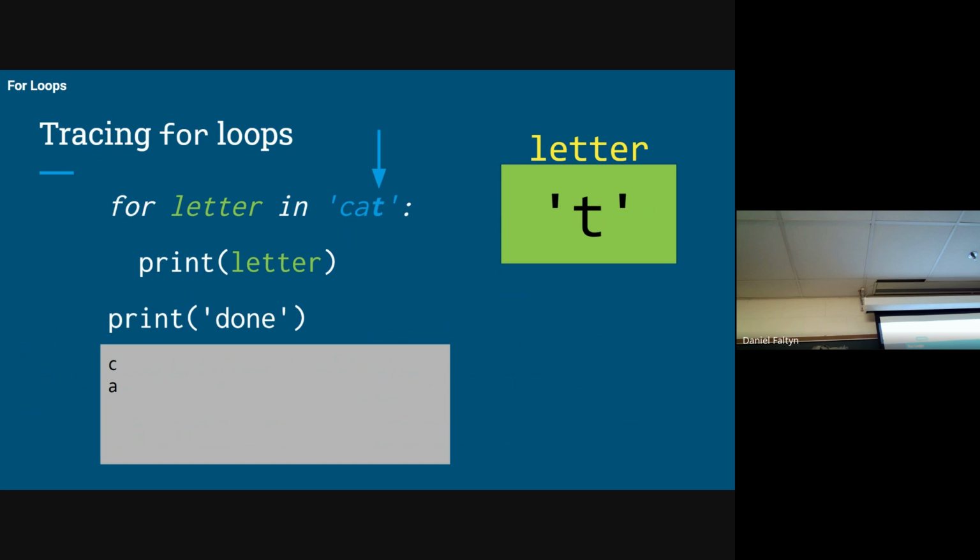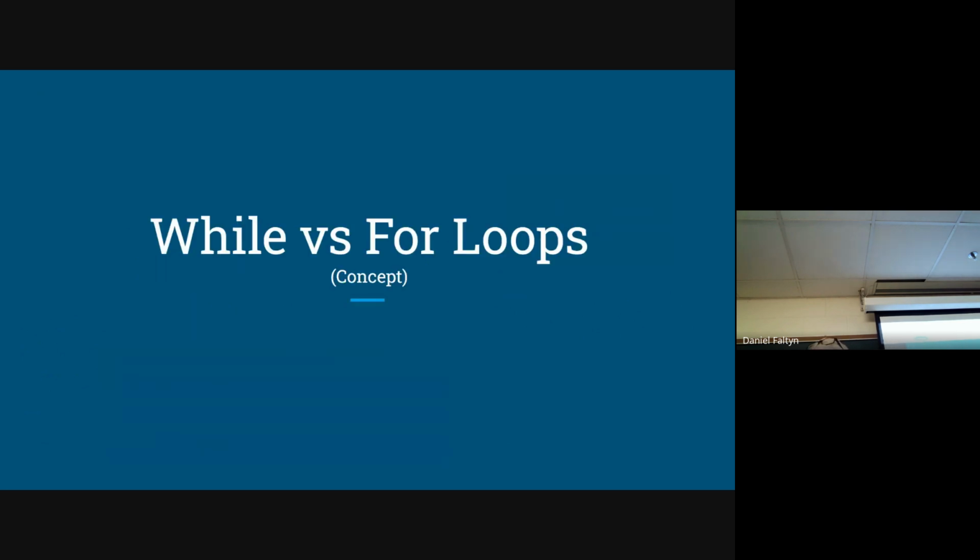So it's going to print that letter, A. You see where this is going? Moves to the right, the letter T, it prints out T. When it's exhausted all of the elements that are in that sequence, or in this case, the characters that are in the string, it drops out back to this level of indentation and prints out done. So very similar to what we saw with while loops and ifs.